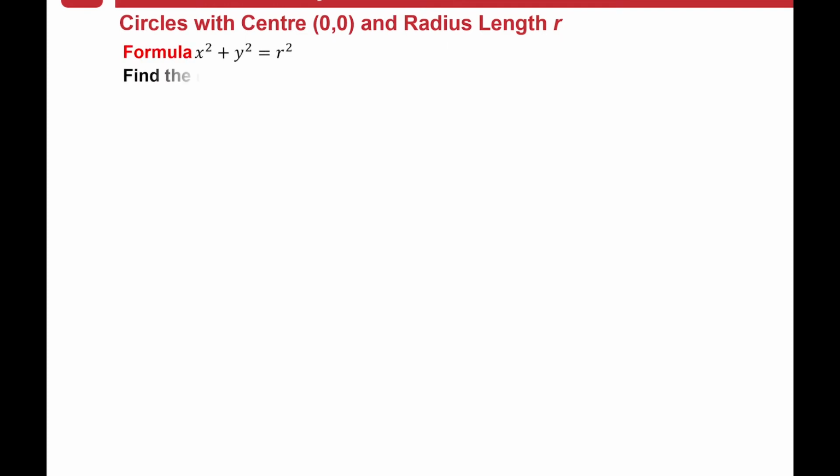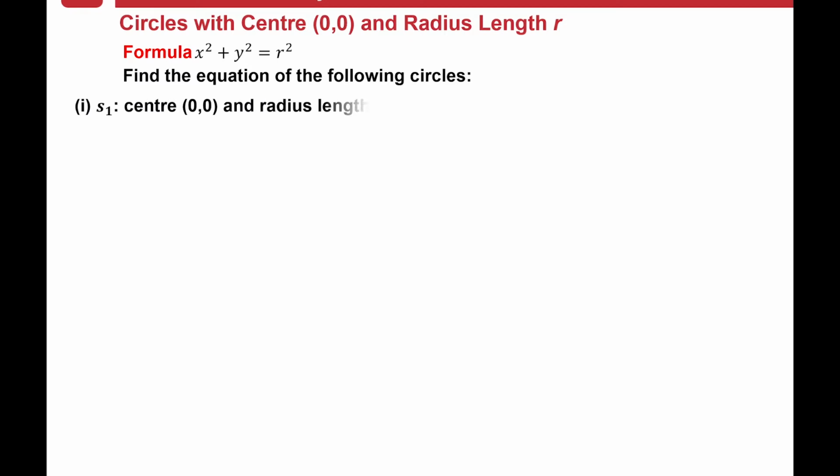Let's try an example question. Find the equation of the following circles. Part 1, the circle has a center of 0, 0 and a radius of 9. The first thing we do is write down how we find our equation for a circle. That's x squared plus y squared equals r squared. Remember, x and y are just points that are lying on your circle. We substitute in here for our radius and get x squared plus y squared equals 9 squared. This gives us our equation of the circle as x squared plus y squared equals 81.